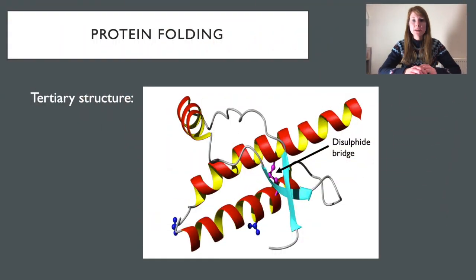So for example, the prion protein is shown here, which as you can see has some areas of alpha helices and beta sheets, and the beta sheets are shown in turquoise. And importantly then, in pink, you can see there is a disulfide bridge, and this is formed between two cysteine molecules. So this bond is very important to the prion protein structure. Without it, it behaves very differently.